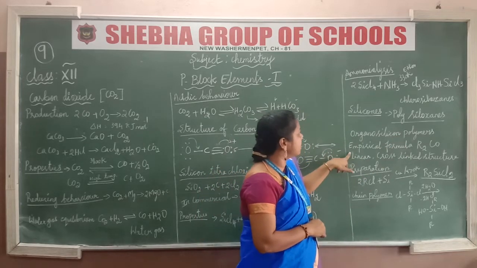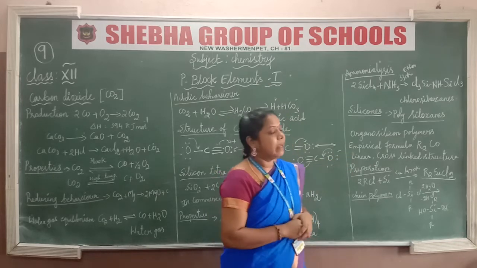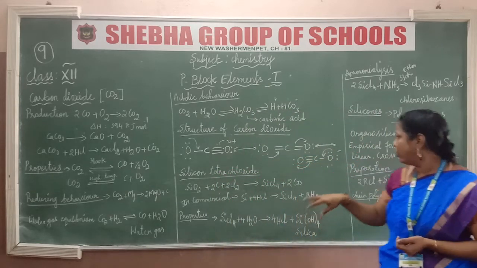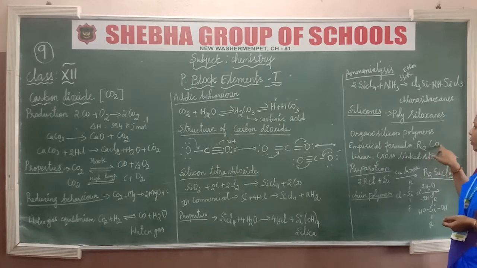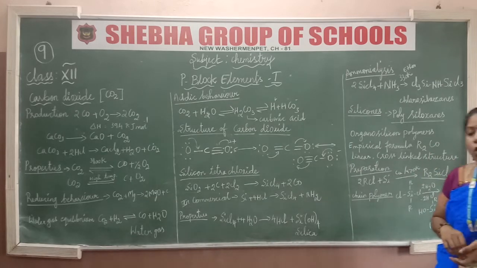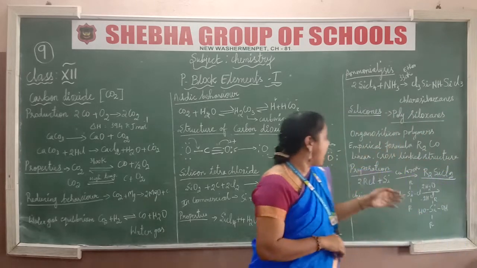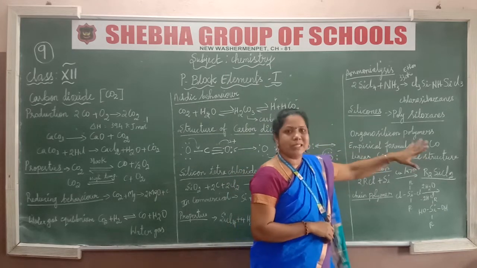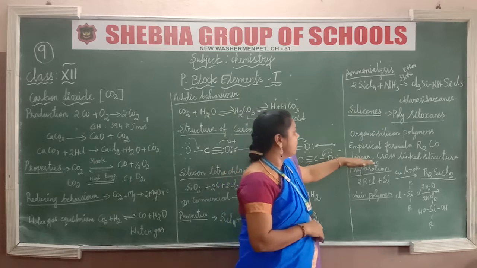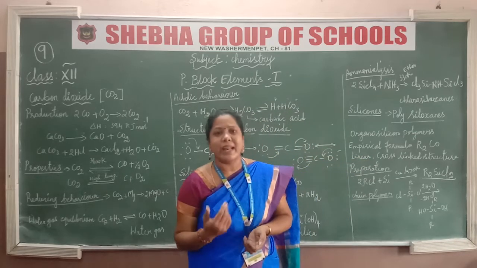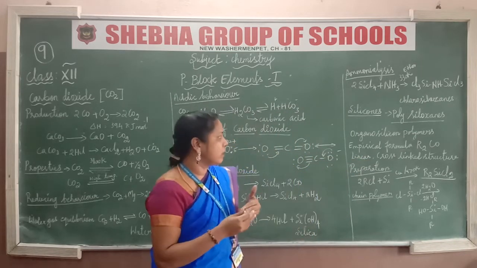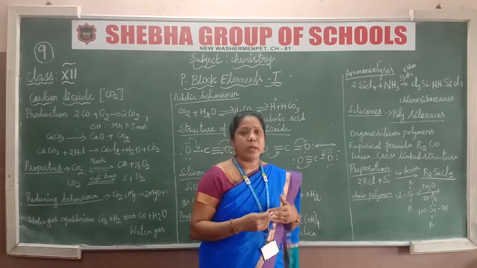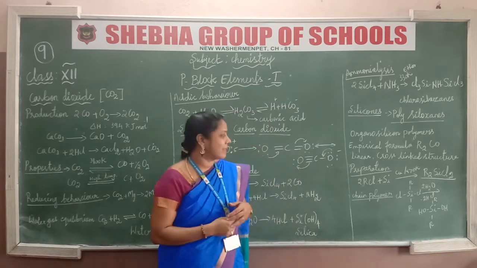In that silicons, the empirical formula. In this empirical formula, we have to write R2CO, alkyl carbon monoxide, that is alkyl carbonyl groups. Empirical formula I have to mention is R2CO. Okay, and we have to get the structure. So many varieties are there, linear and cross linked. So many varieties. I am going to explain the further classes also.